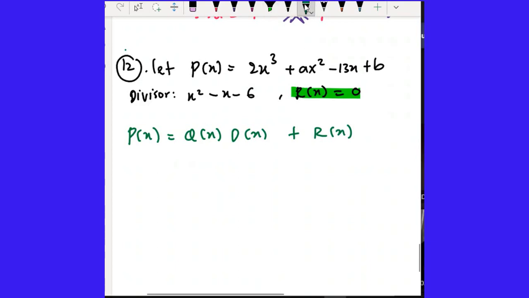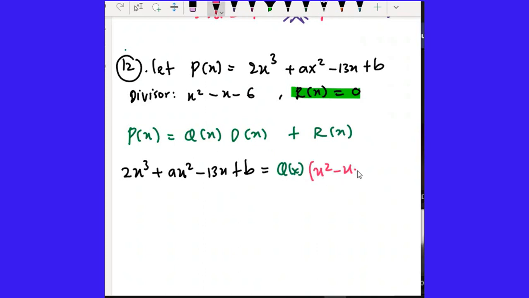So you substitute. Okay. Polynomial is 2x cubed plus ax squared minus 13x plus b. Q(x) tak tahu. Buatlah Q(x). Okay, tak tahu. D(x) ni, kita buat ni D(x). Okay, plus R(x) ni 0 sebab dia dah kata divisible by. Kan, exactly divisible.